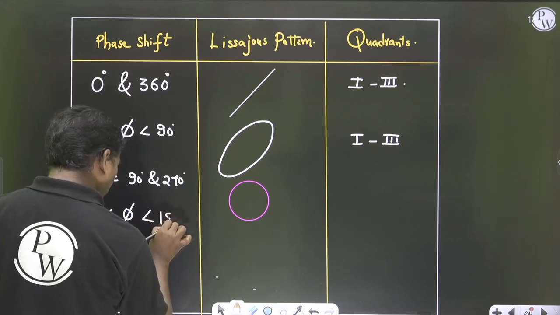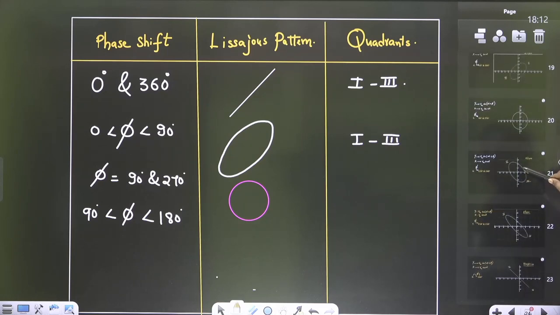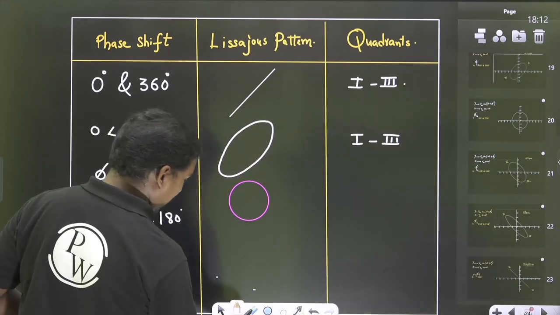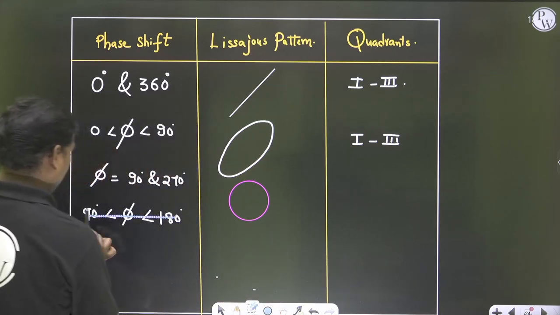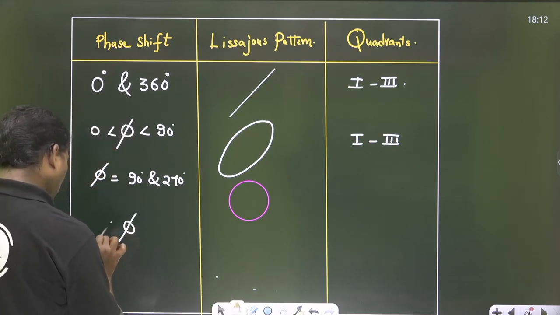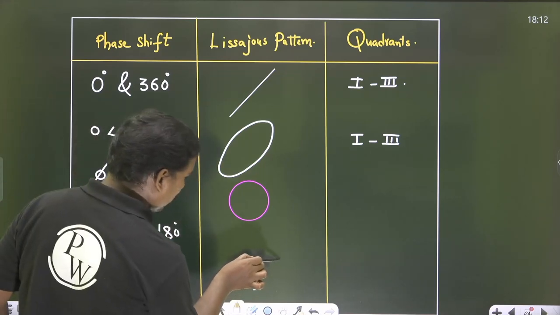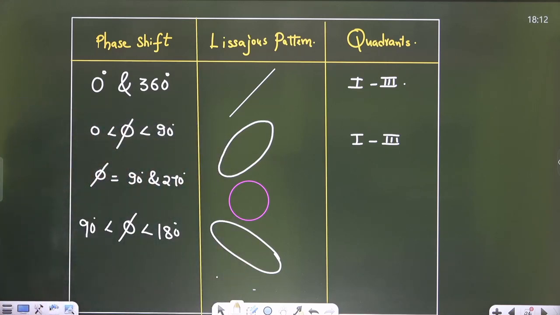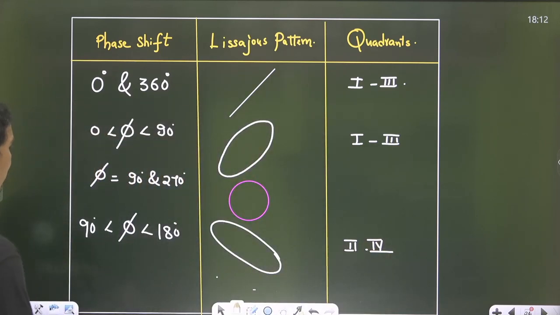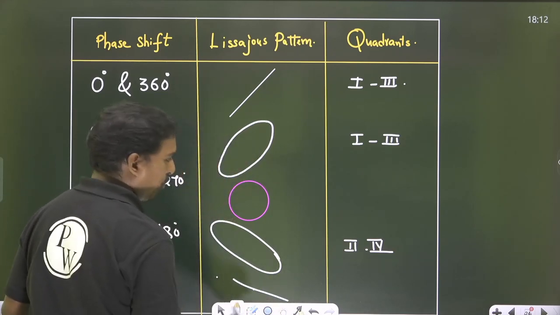Next. If it is more than 90 and less than 180, what are you going to get? Check it. More than 90, less than 180, you are going to get an ellipse. But in which quadrants will the ellipse be? Quadrants 2 and 4. And finally, at 180, we are going to get again a straight line, in quadrants 2 and 4.